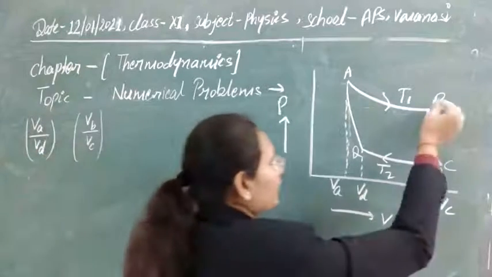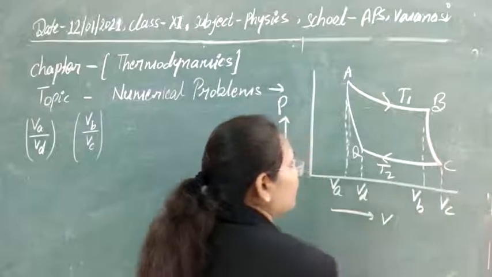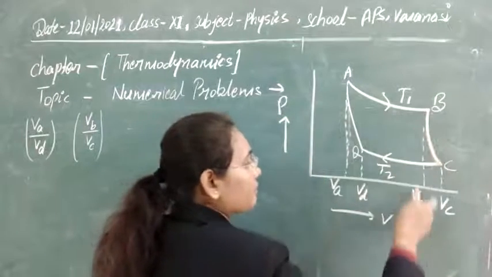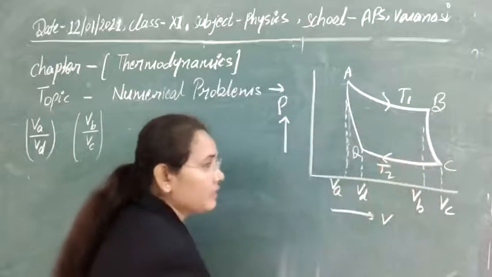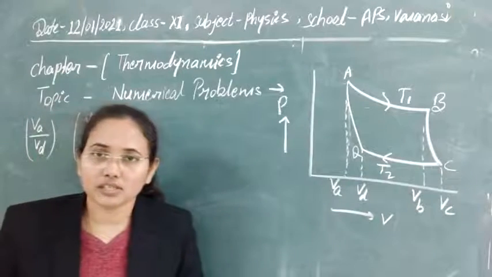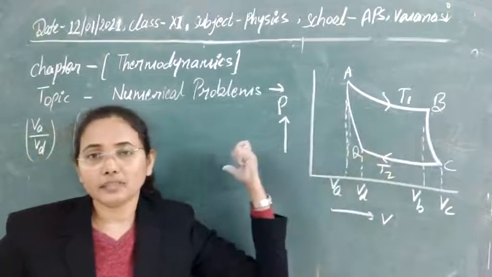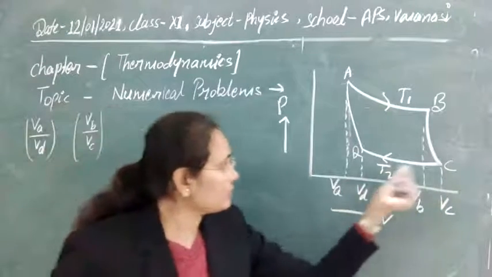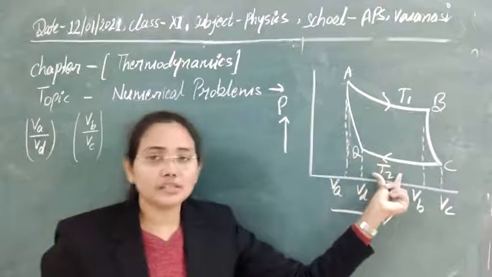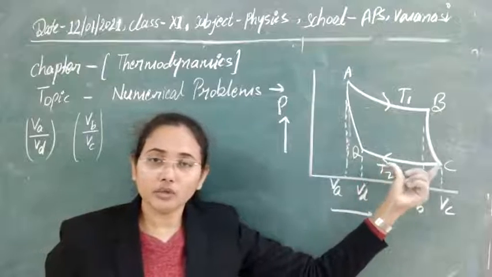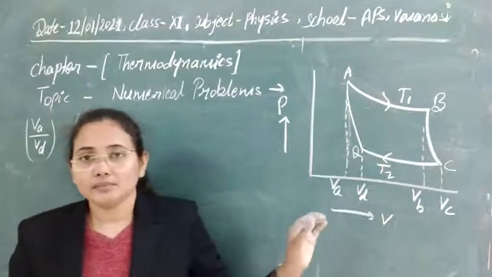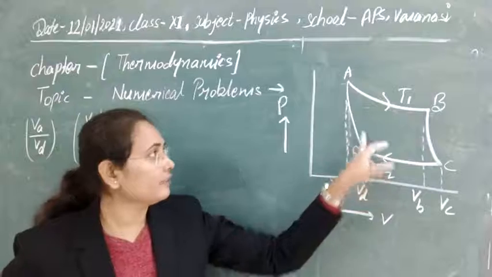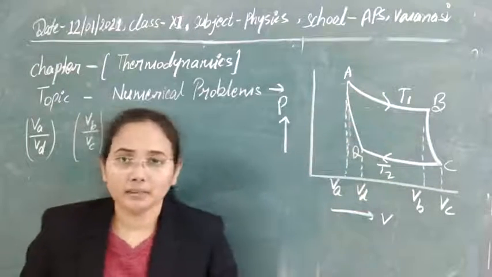Again, if we go from B to C, then in that process the volume is changing, the pressure is changing, and the temperature is also changing. When the temperature is changing, this process is an adiabatic process. Again from C to D, the temperature is T2 and it is constant, while the volume and pressure are changing, so such a process is isothermal. And again, if you go from D to A, that is an adiabatic process.